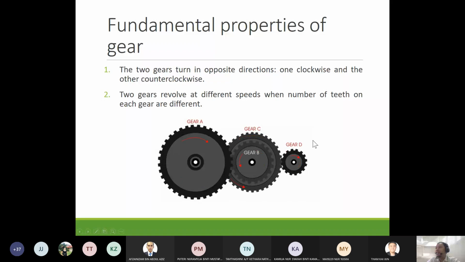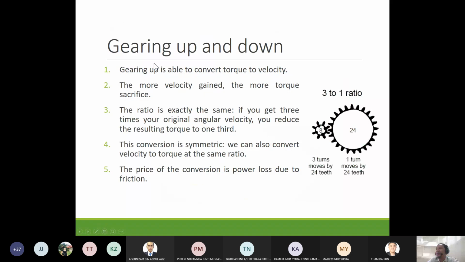I forgot. Okay, so we have the concept of gearing up and gearing down, similar to when driving your car. So I think automotive students understand gears better than everyone in this class.